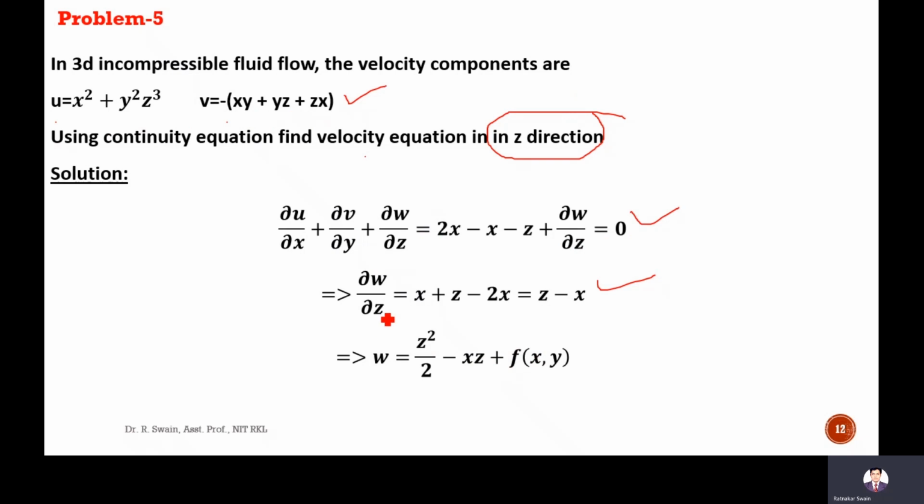The constant, since we are integrating with respect to z, may be a function of x and y. That constant may be a function of x and y. So this is the answer. w is z²/2 minus xz plus f(x,y). This f(x,y) we could calculate if we have one data point. So this answer will be w equal to z²/2 minus xz plus f(x,y). This much. Thank you so much.